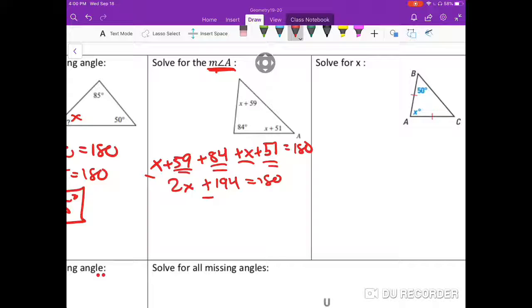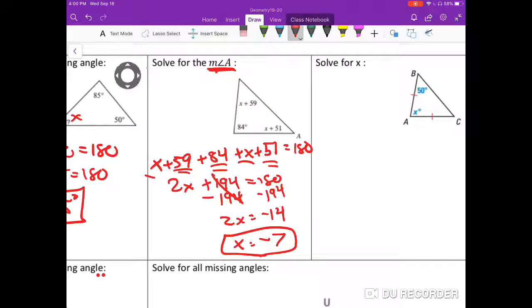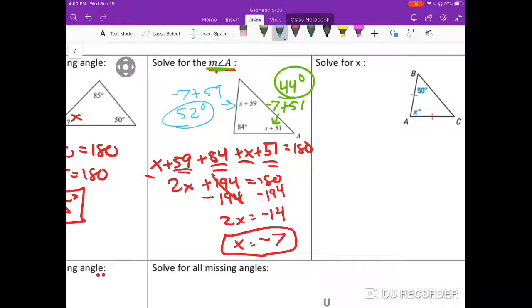And like I said, it is okay to get a negative number, which is going to happen here, and I'll show you why that's okay. 2x equals negative 14, x equals negative 7. The reason this is okay is because when I plug it back in, I'm going to have positive angles. And it says I want angle A, so I'm going to plug it back in to angle A. So negative 7 plus 51 is going to be 44 degrees. And if you want some extra practice, we could plug it back into the other angle and do negative 7 plus 59, which is 52 degrees. But this is definitely the final answer that we're looking for.